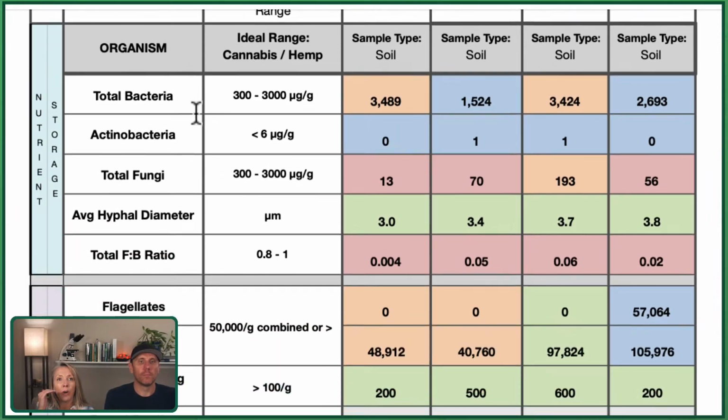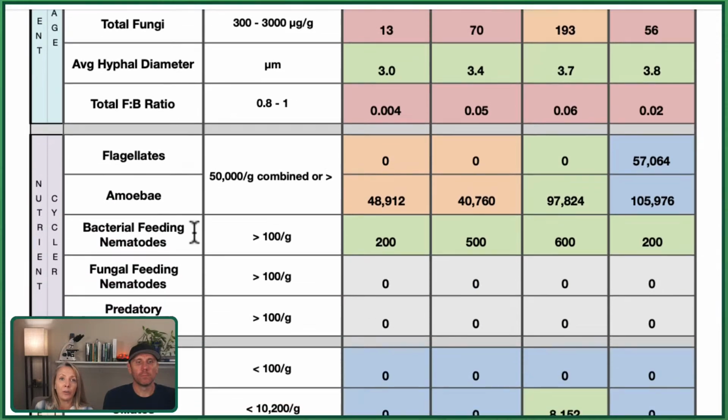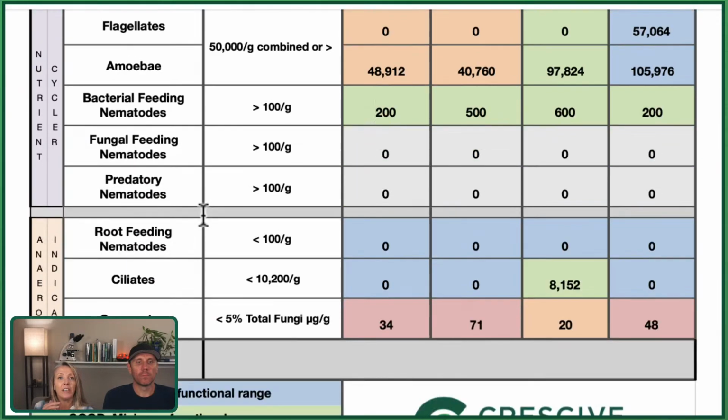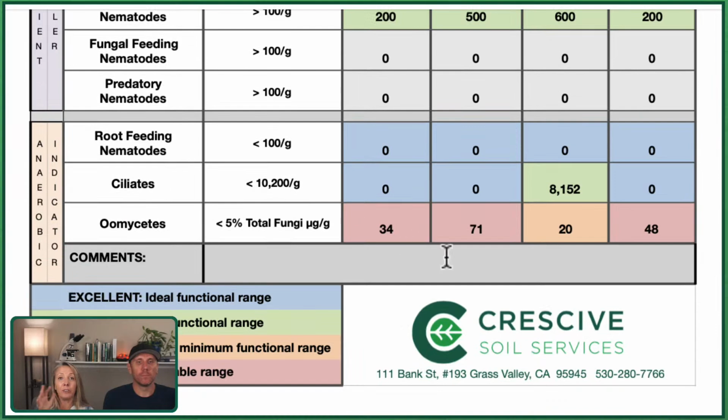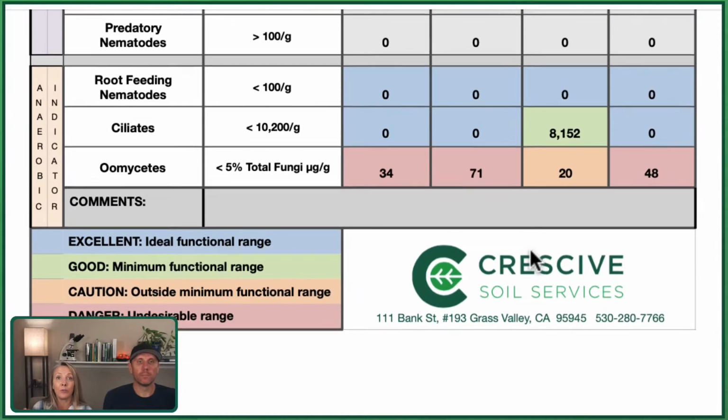So I've broken down the nutrient storage organisms and lumped them all in the top portion there. And underneath that is the nutrient cycling organisms. And then underneath that is the anaerobic organisms. And then you can see here we've got all the color coding that we've introduced you to on that scale of anaerobic and aerobic.